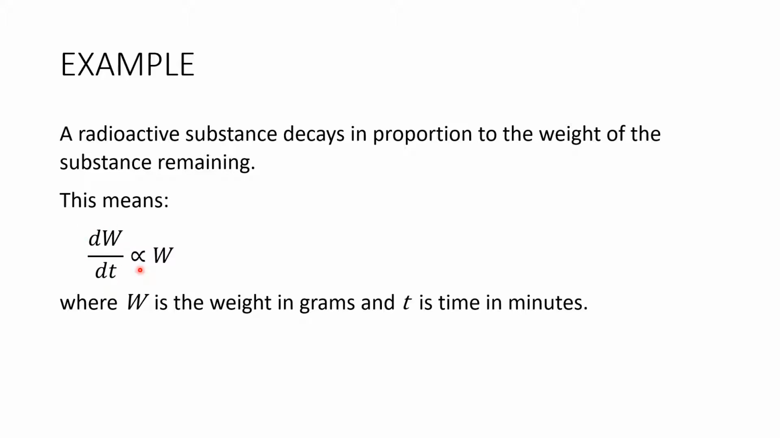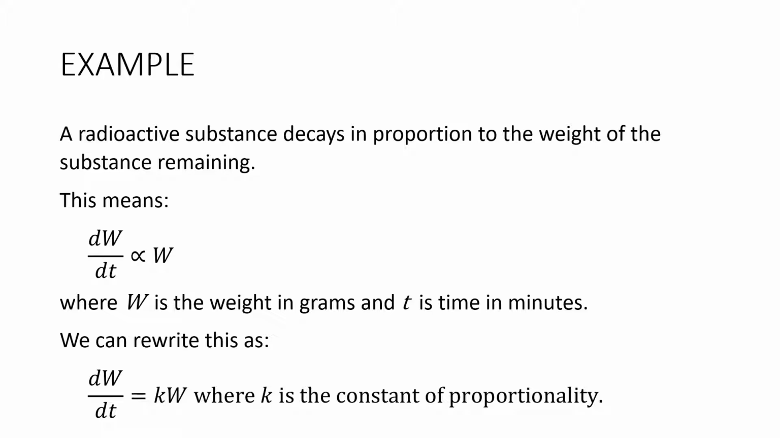This means is proportional to, and W is the weight. So it says that weight, W is the weight in grams and T is the time in minutes. So the rate of decay is proportional to the weight of the substance itself. Now we can change that and rewrite it like this. So is proportional means a linear relationship.